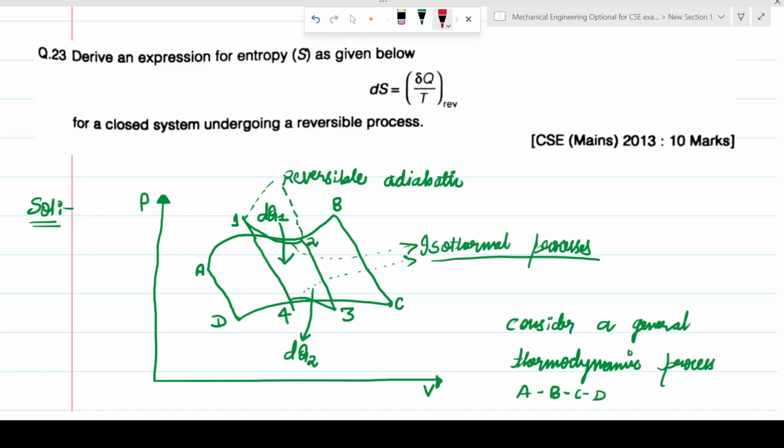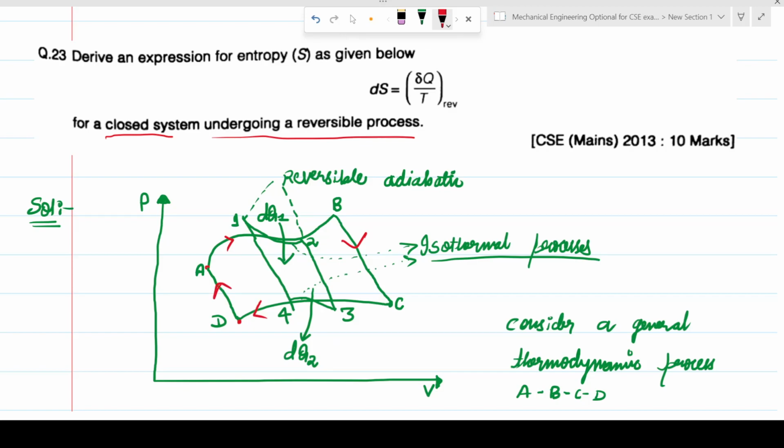So the thing that is given to us, that is the conditions, is that it is a closed system and that is undergoing a reversible process. So for this, first of all, we have to draw a PV diagram. So assume that we draw a PV diagram. In this we take a cycle from A to B, B to C, C to D. So it is a cycle that is done by 4 processes. First from A to B, then from B to C, then from C to D, and then from D to A.